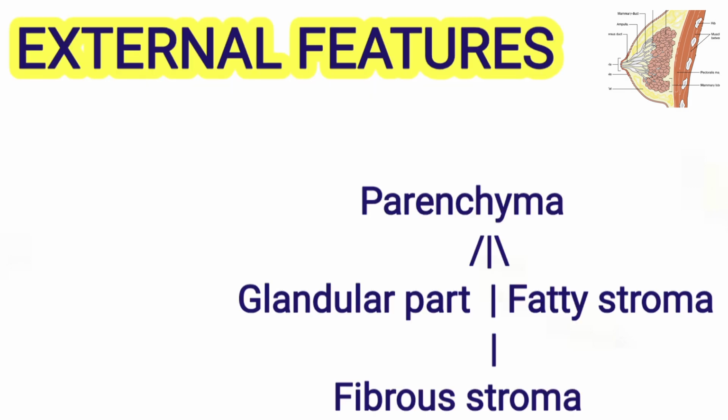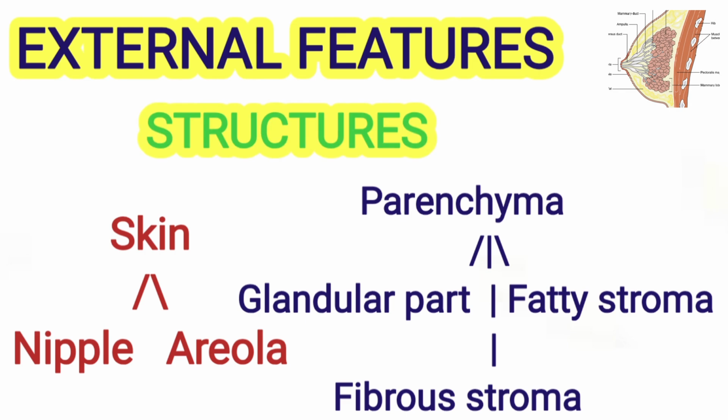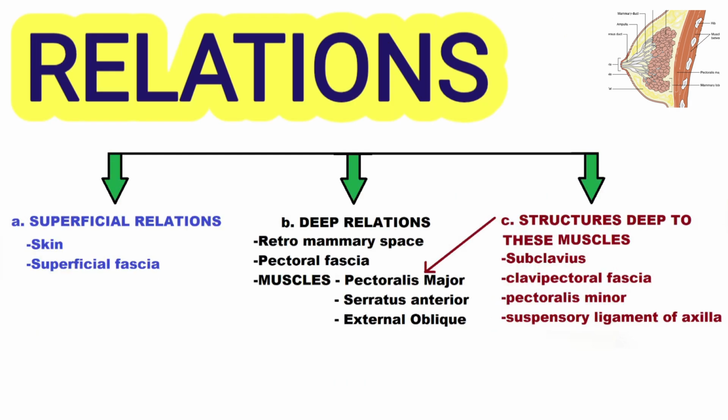In external features, we are going to study structures. In structures, we have divided two: skin and parenchyma. Skin is again divided into two: nipple and areola. Parenchyma is again divided into three: glandular part, fibrous stroma, fatty stroma. Then in relations, three parts are there: superficial, deep and structures deep to muscles.